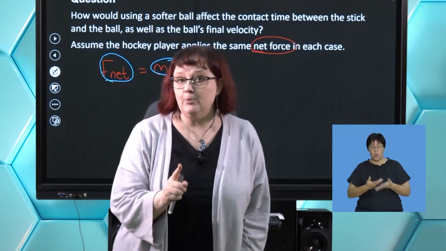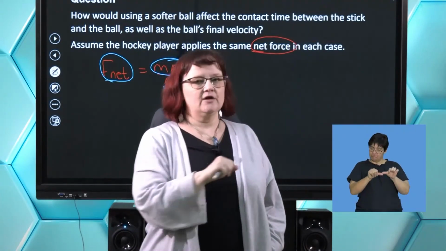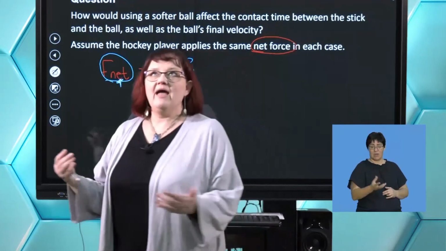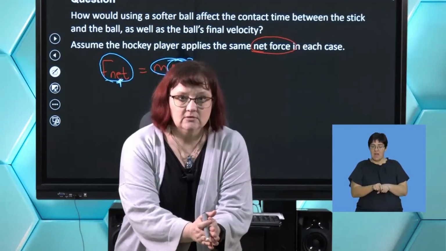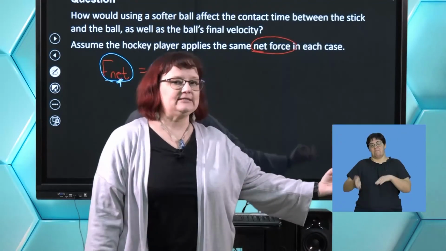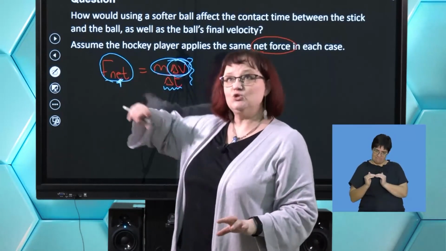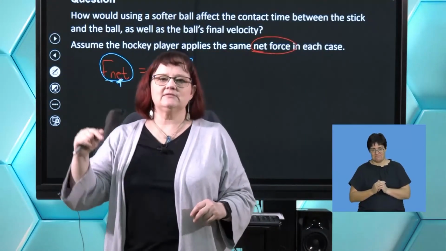I said a softer ball, not a lighter ball, okay? So mass is constant. In order to get the same calculation answer here, my change in velocity must be bigger. My initial velocity was 0, so that means with a softer ball, hitting it with the same force, I'm going to get a bigger velocity, because the change in velocity has to increase because the change in time got bigger.